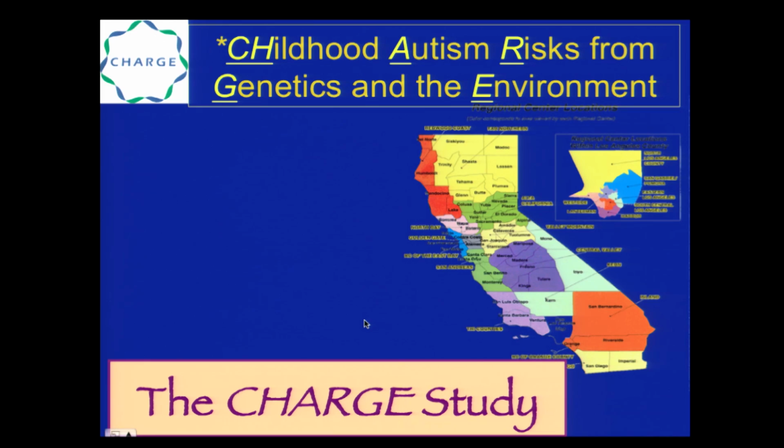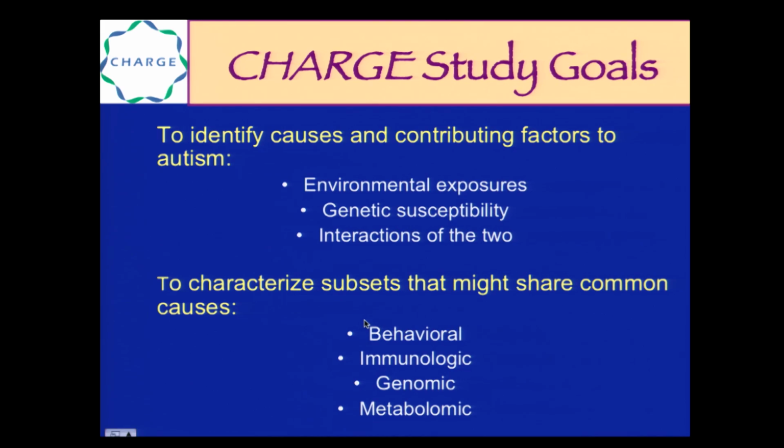So now, in the remainder, I want to talk to you about some of the results from the study that we launched just about 10 years ago, called Childhood Autism Risks from Genetics and the Environment, the CHARGE study, which had as its goals to determine what are the environmental and genetic causes and contributing factors, and what about the interactions of those two.